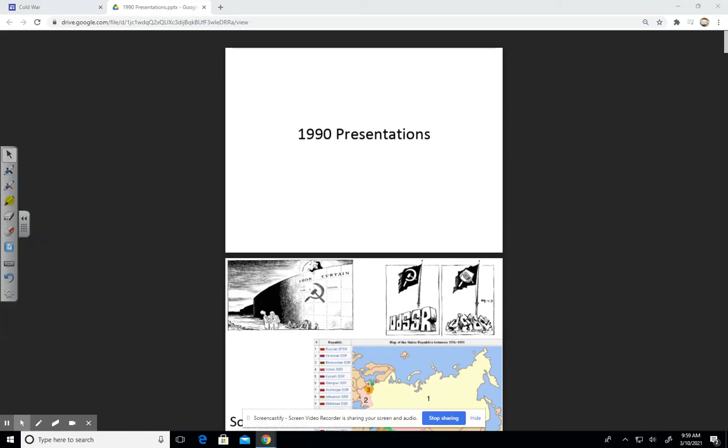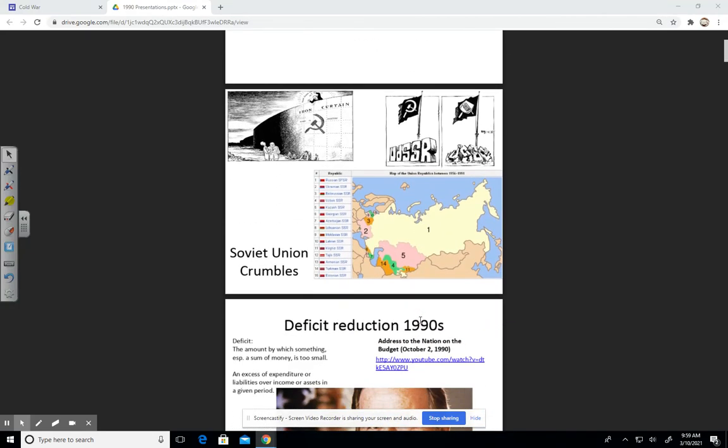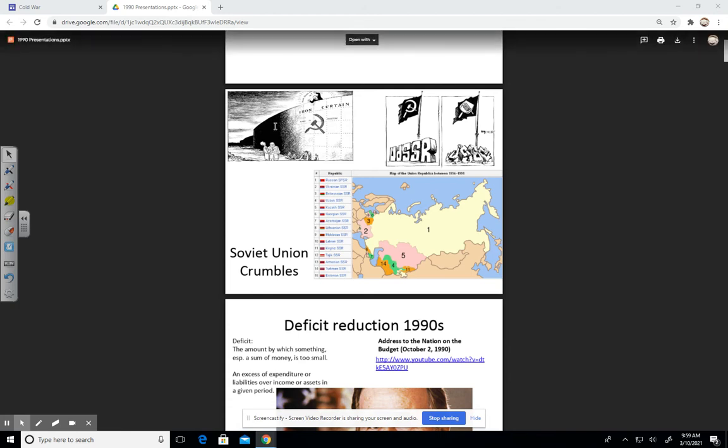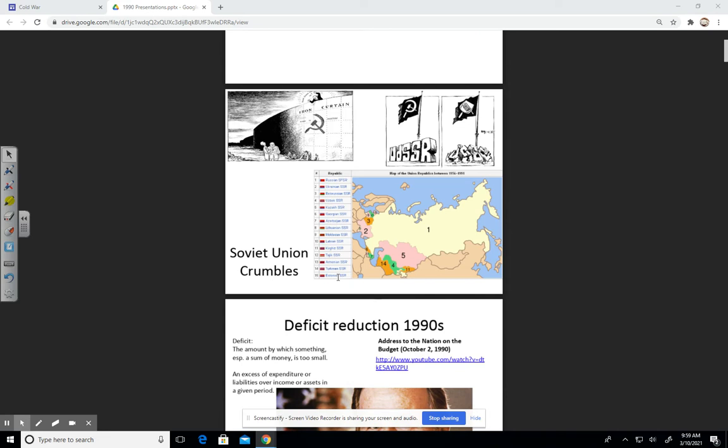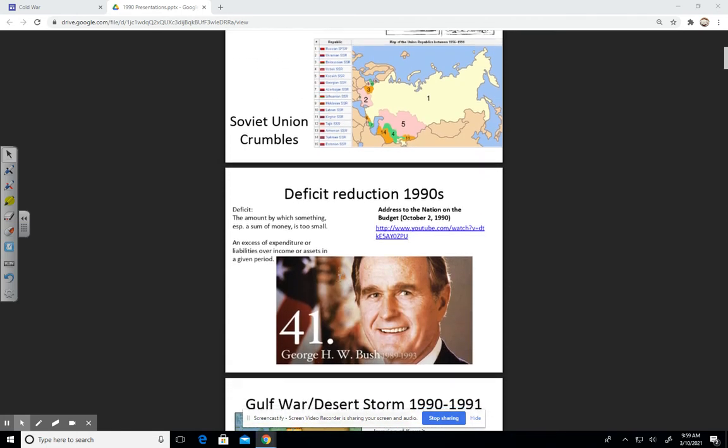1990s presentation topics. So for the most part, the start of the 90s, we see the final collapse of the Soviet Union, the Iron Curtain coming down, and we start to see areas that were formerly under the control of the USSR move towards independence movements of their own.